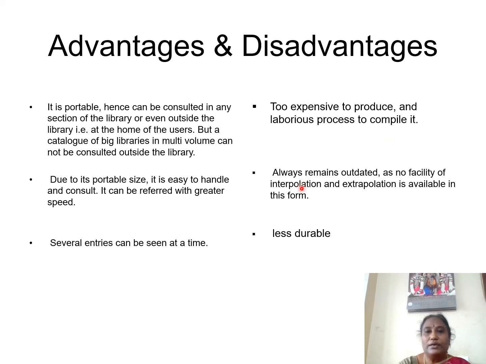Coming to the second one, it always remains outdated, as no facility of interpolation or extrapolation is available in this form. We cannot insert or exclude the very new entries which we need to update. So in this form of catalog, we cannot interpolate or extrapolate new entries. That's why this form of catalog remains outdated, because we can't include or exclude new entries.